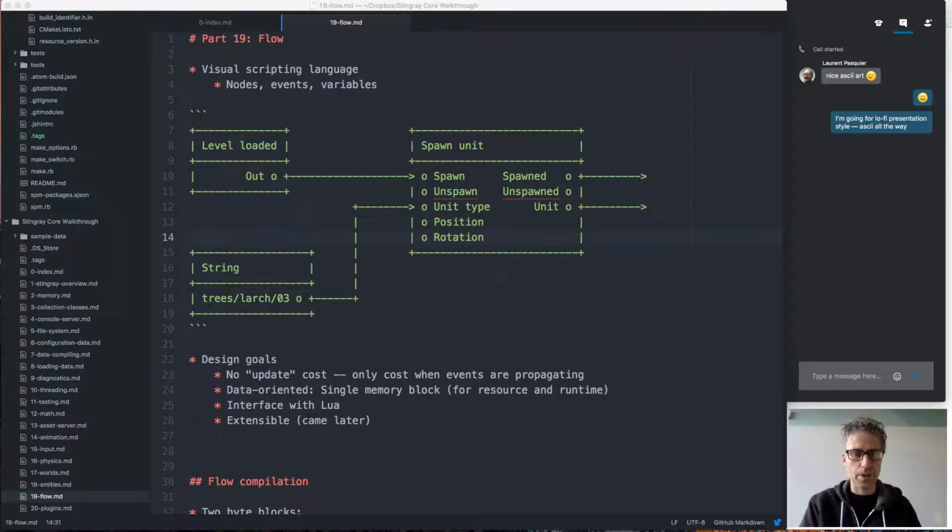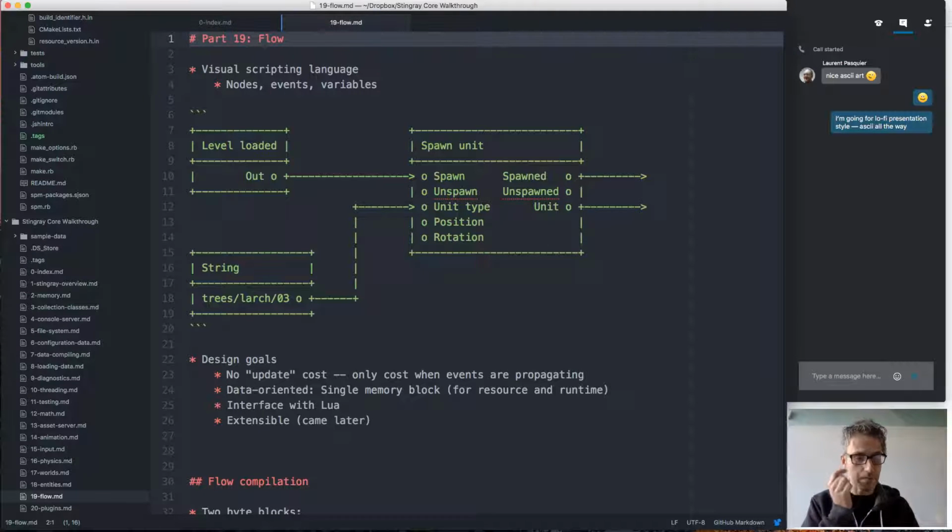So today's presentation will be about Flow, and Flow, as you probably know, is the name of our visual scripting language, which I've illustrated here with ASCII art. So it's a visual scripting language. It has two core concepts, which are variables, or arguments, parameters, and events. And it's based on a node graph.